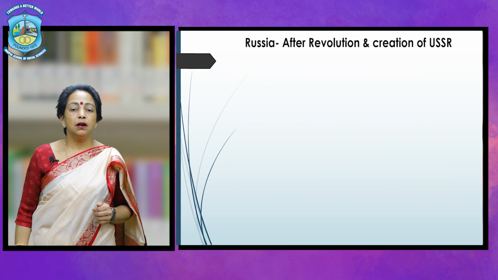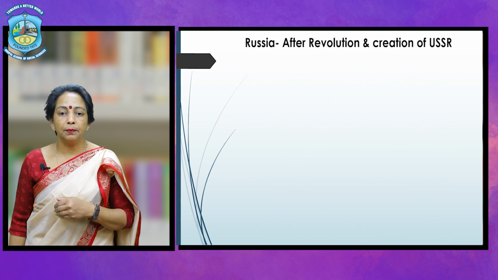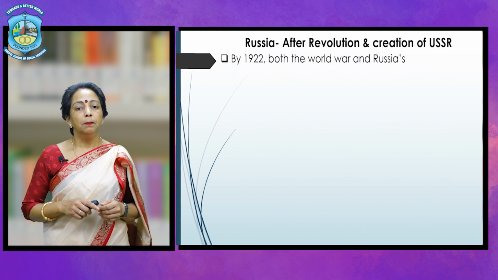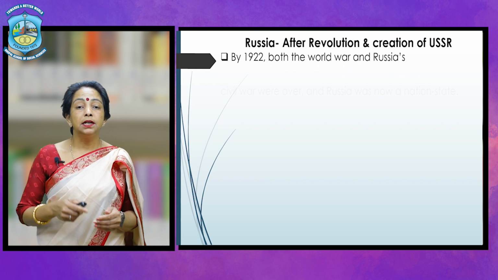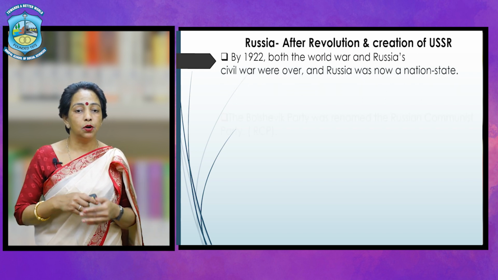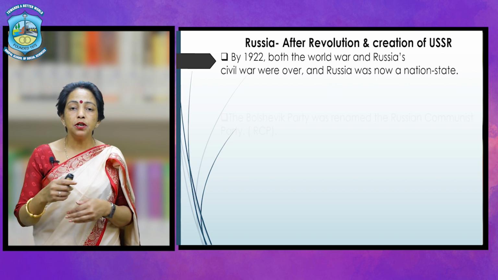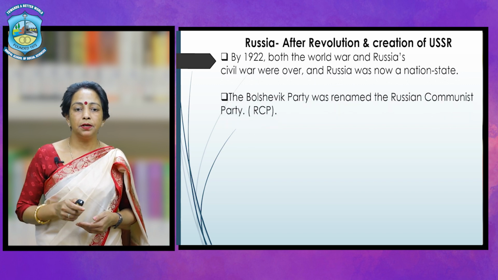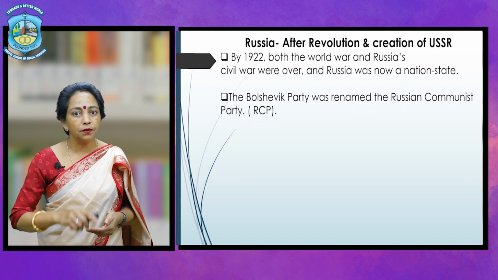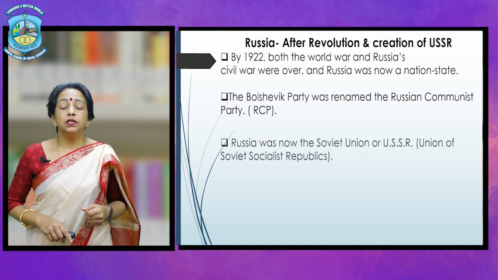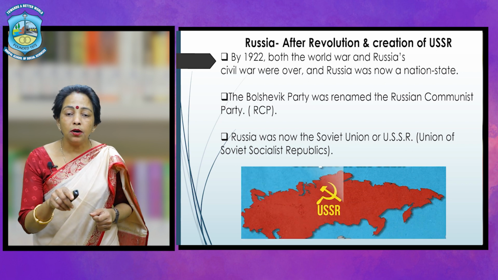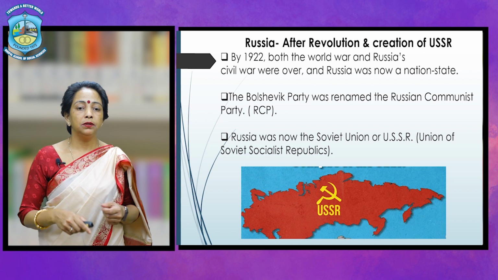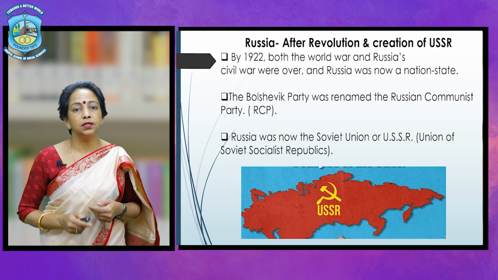Later, after the revolution in Russia, one more thing happened: the creation of the USSR. By 1922, both the World War and Russia's civil war were over and Russia was now a nation state. The Bolshevik Party was renamed the Russian Communist Party, in short, RCP. Russia was now the Soviet Union, or we can call it USSR. USSR, full form, you all know, Union of Soviet Socialist Republics.